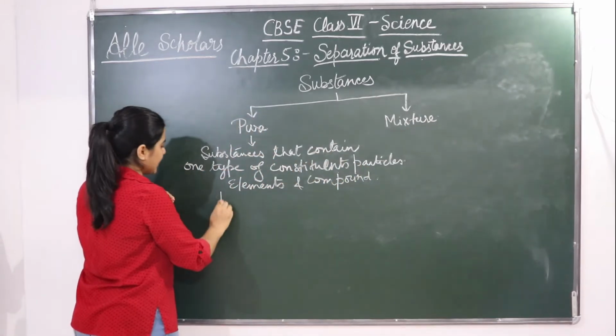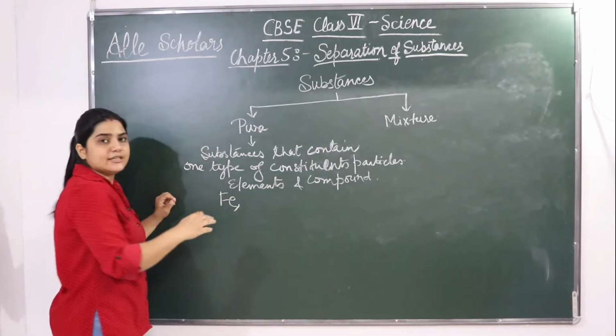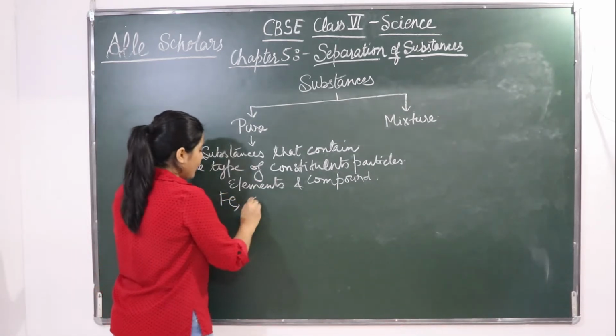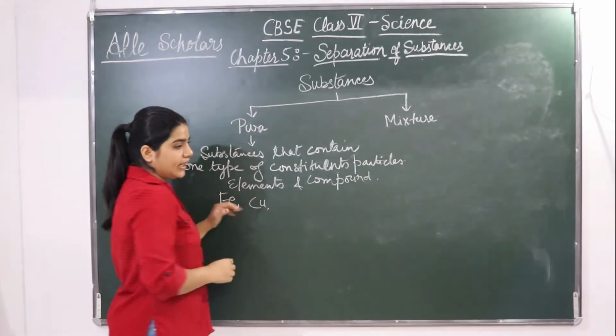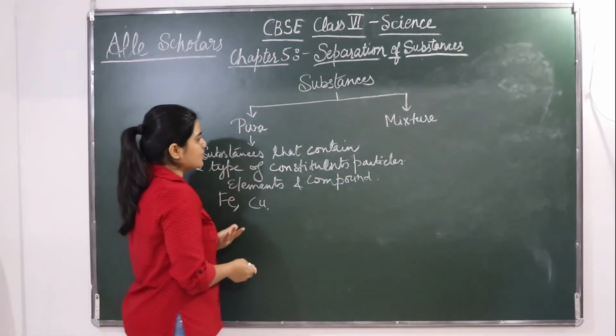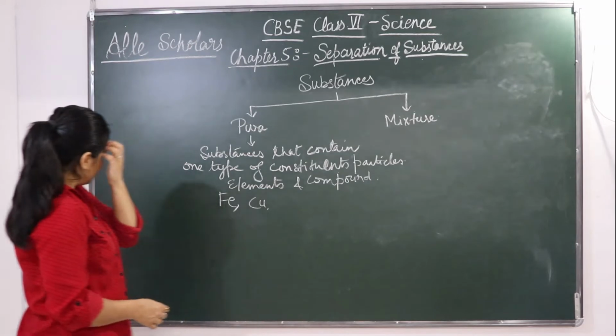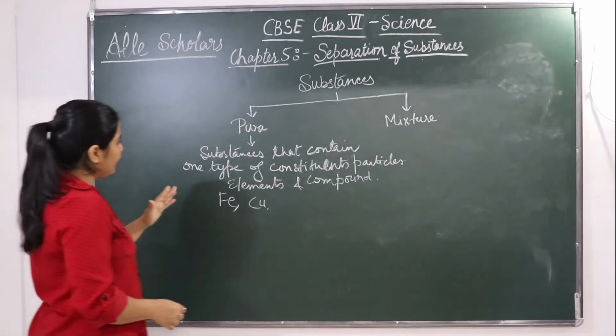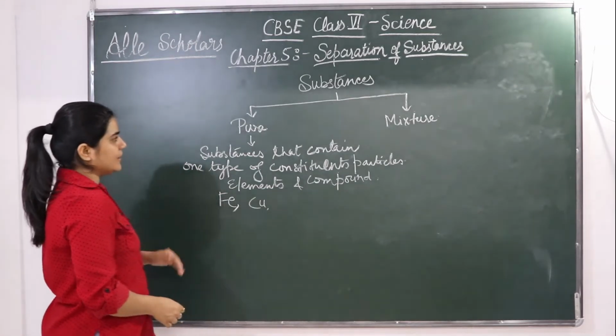For example, you can take iron. Iron is made up of only iron. Copper is there. Okay. Some water or some salts are there. So it is made up of one type of constituent.